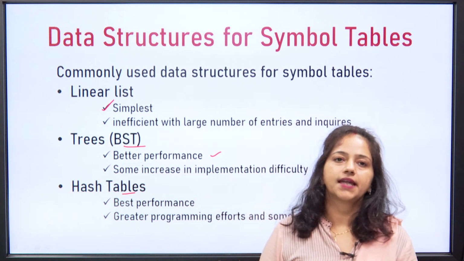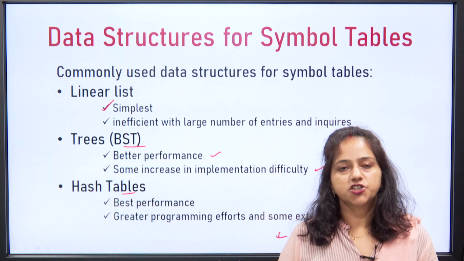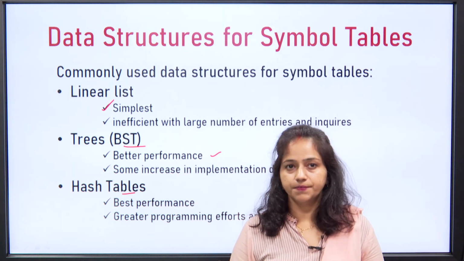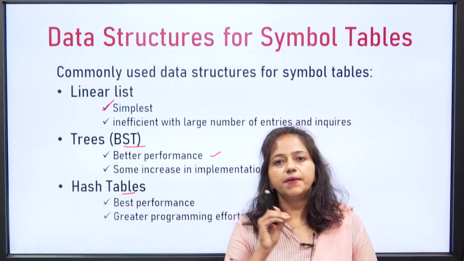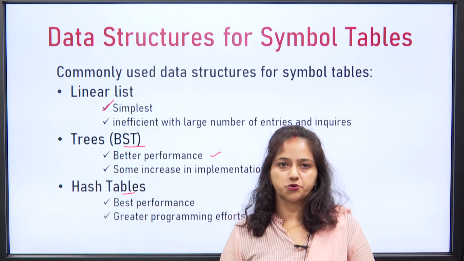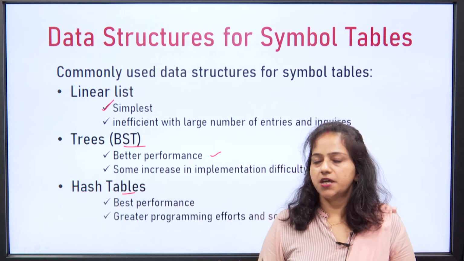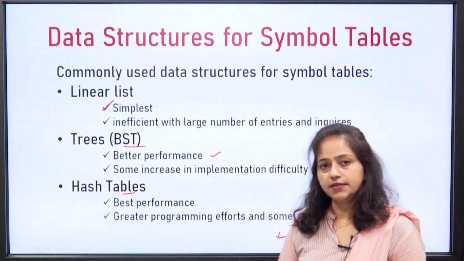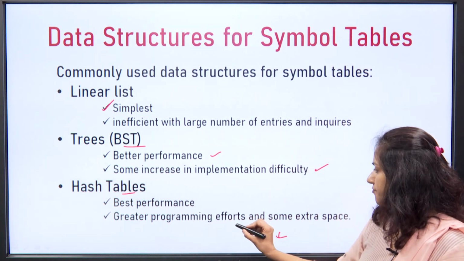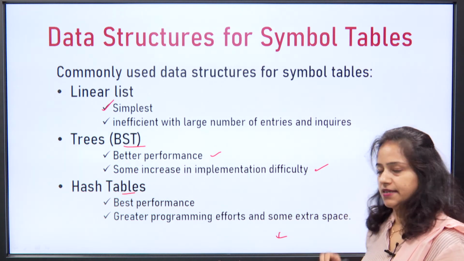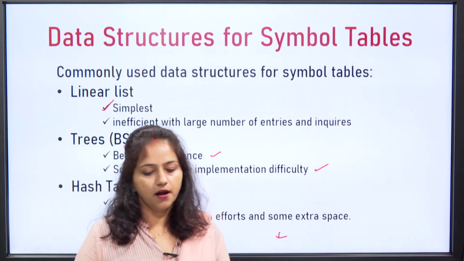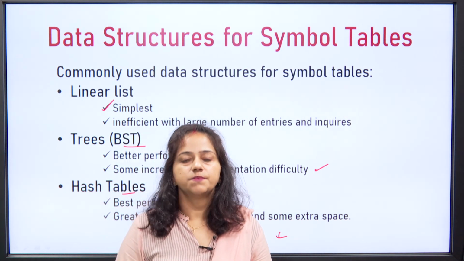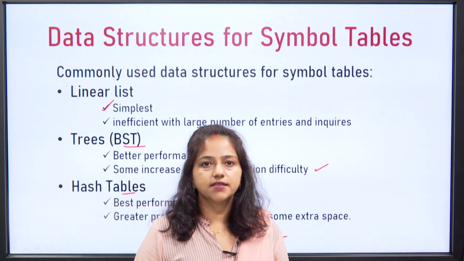because in hash table type of representation, hash value is calculated for the names and with respect to that hash value, the element is searched in that particular list only. So, in hash table it shows the best performance. Greater programming effort and some extra space may be required, but it decreases the time.